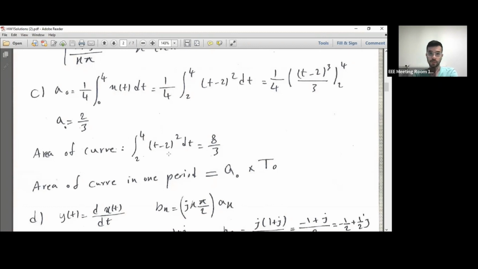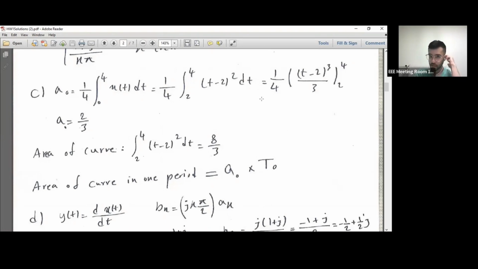So this is the area of curve. And it says calculate A0. For A0, we have also this equation. Actually, this is 1 over T0 times integration from 0 to T0. So T0 is 4. We replace it, and then we will have the final answer as 2 over 3. Okay, so this is 2 over 3.